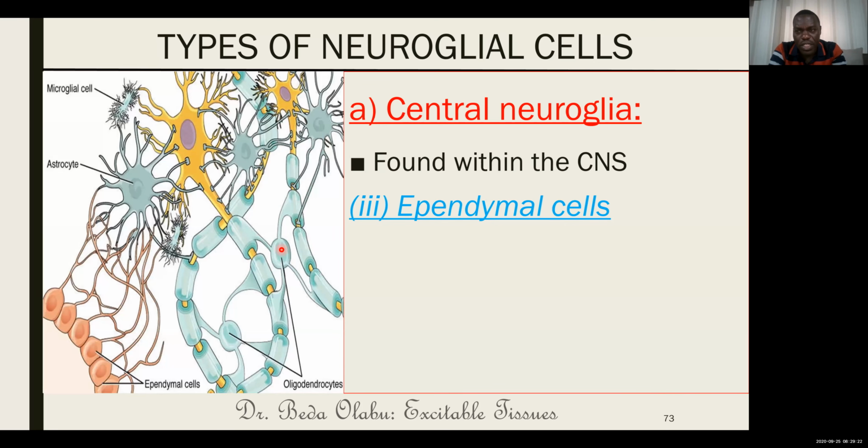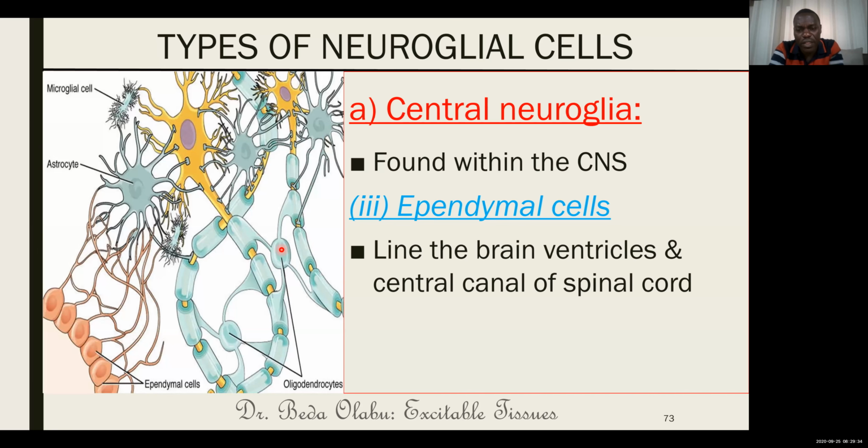The third central neuroglial cell is what we call the ependymal cells. Ependymal cells line the brain ventricles. Apart from the brain ventricles, they also line the central canal of the spinal cord. Now, the brain ventricles are cavities which contain fluid, the cerebrospinal fluid. The central canal does the same, but it's in the spinal cord. So these cavities contain cerebrospinal fluid.